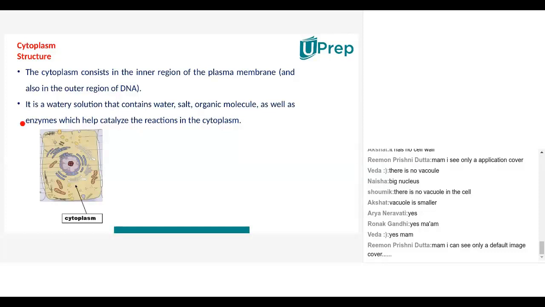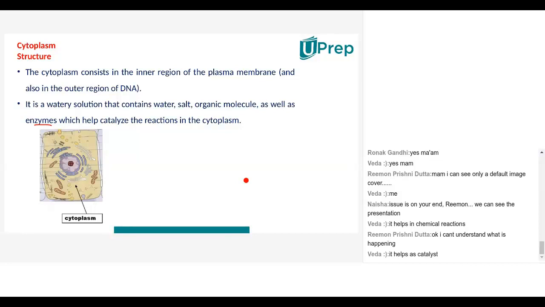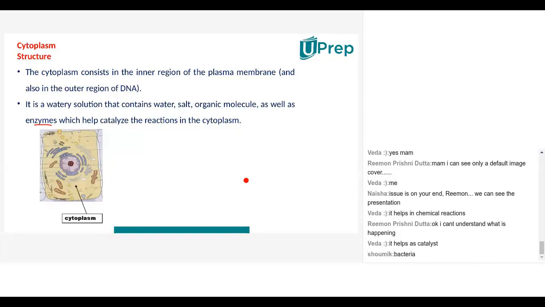How many of you know the point regarding enzyme? I asked what is enzyme. What it will do is it helps in chemical reaction. Acts as catalyst, good word, okay.